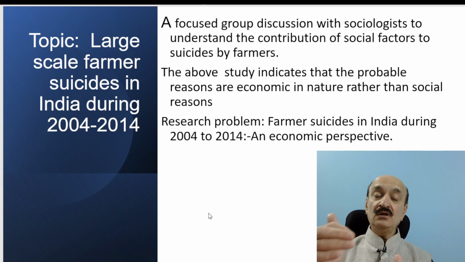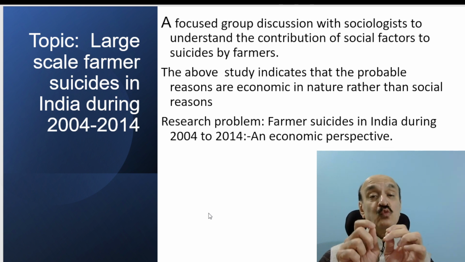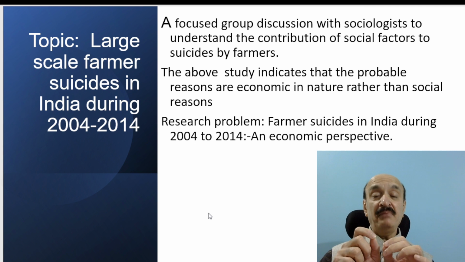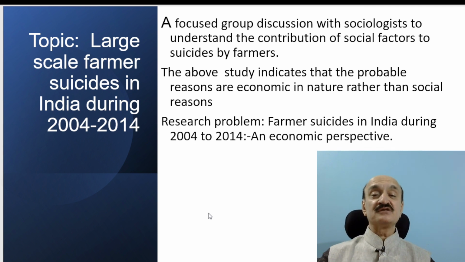And to further dwell into the research, we need to be very clear as to which variable is the most impactful. And therefore, a focus group discussion is done with the sociologists to understand the contribution of social factors to suicides by farmers. And during these discussions, it came out very clearly that social factors are not very important. So the conclusion was it is because of the economic reasons. And therefore, the research problem framed is farmer suicides in India during 2004 to 2014, an economic perspective.